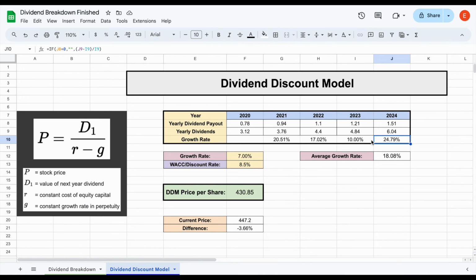So let's say moving forward after doing some research, I think the company will increase dividends at a rate of 7% moving forward with a discount rate of 8.5%. This would give us a dividend discount model price per share of $430.85, which we can see is only a difference of around 3.6% from the current trading price for this company.